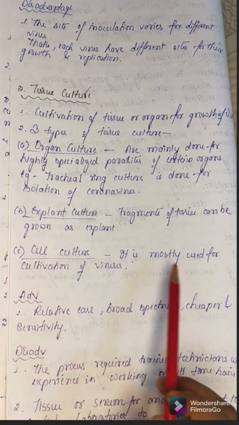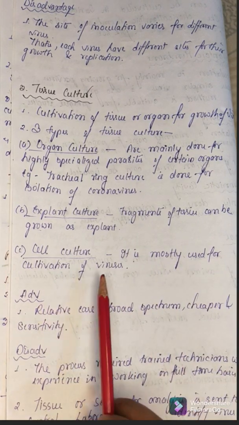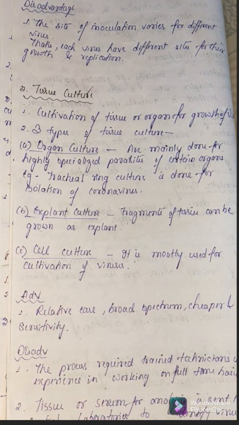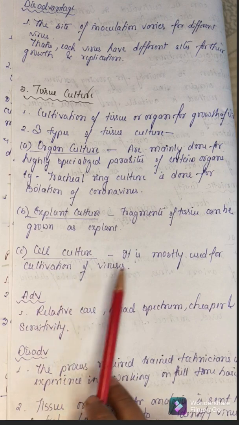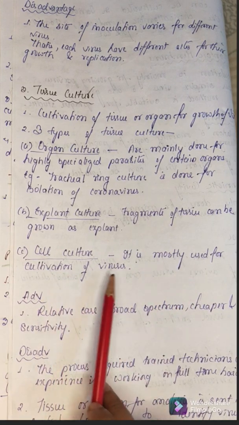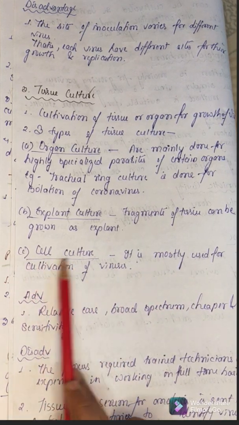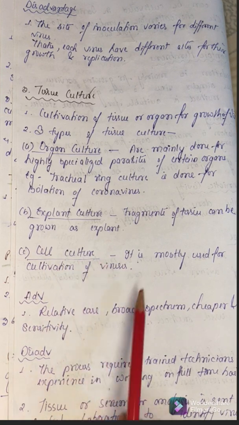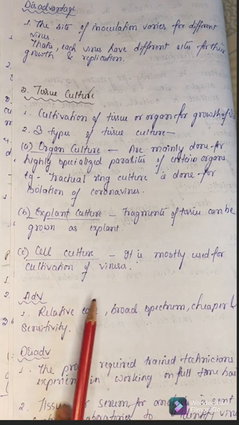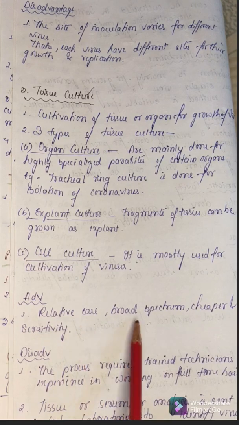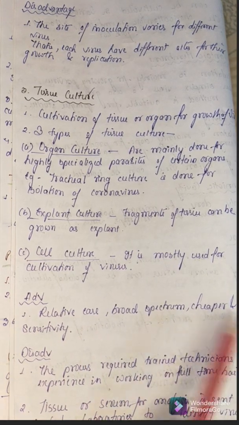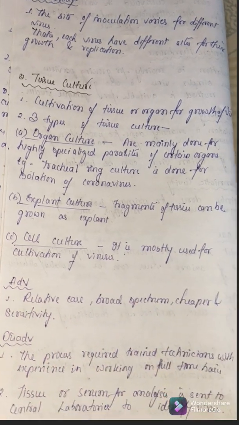Number C, cell culture. It is mostly used for the cultivation of virus. This is the cell culture, and it is mostly used. Now the advantages are: relatively broad spectrum, cheaper and sensitive.